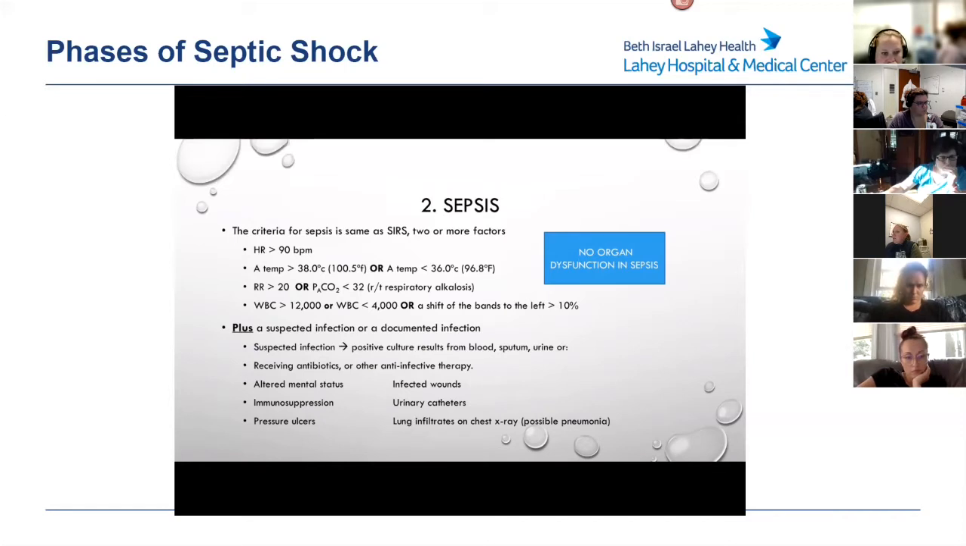You can have altered mental status, infected wounds, immunosuppression, pressure ulcers, urinary catheters, lung infiltrates on an x-ray, which could mean possible pneumonia. So you can have the two qualifiers for SIRS above, plus a suspected or documented infection, and that's what you can call sepsis. Remember, in sepsis, there's no organ dysfunction.